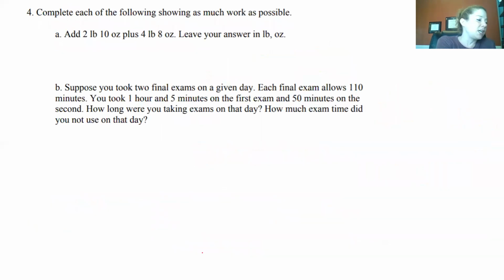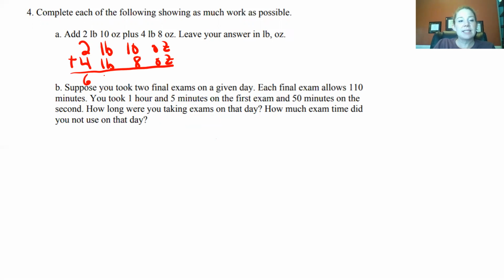All right, moving on. So let's look at number 4. It says complete each of the following showing as much work as possible. So we want to add 2 pounds 10 ounces plus 4 pounds 8 ounces. Leave your answer in pounds and ounces. So we're going to add them together and we get 6 pounds 18 ounces.